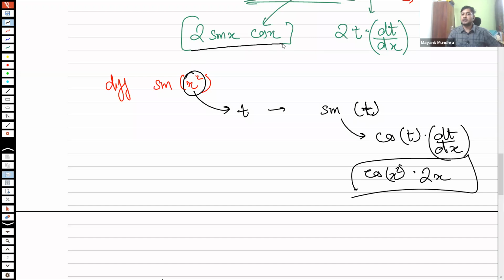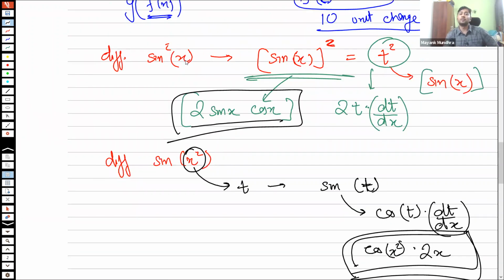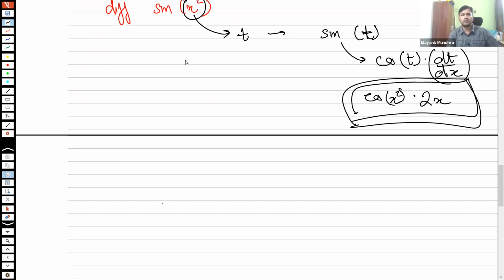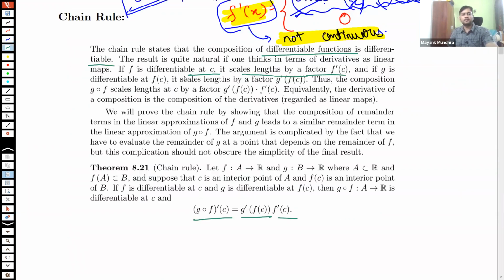And here the final answer is 2 sine x cos x. So you see, the differentiation of these two things is not the same. The functions are different, their differentiations are different. So you have to be careful with such complicated functions. So this is your chain rule. Let me give you a little more complicated example. So differentiate, let me give it here.